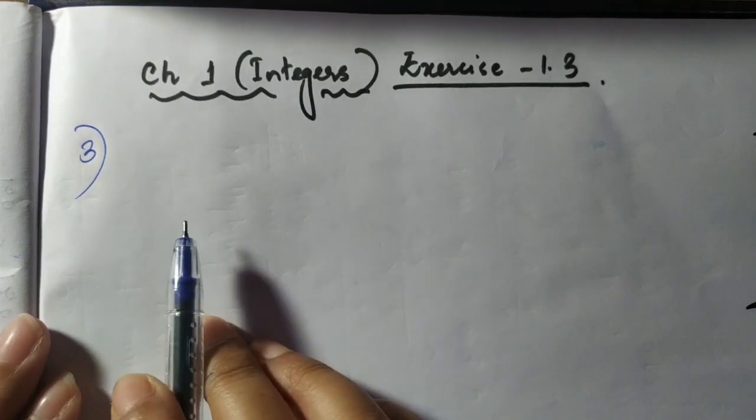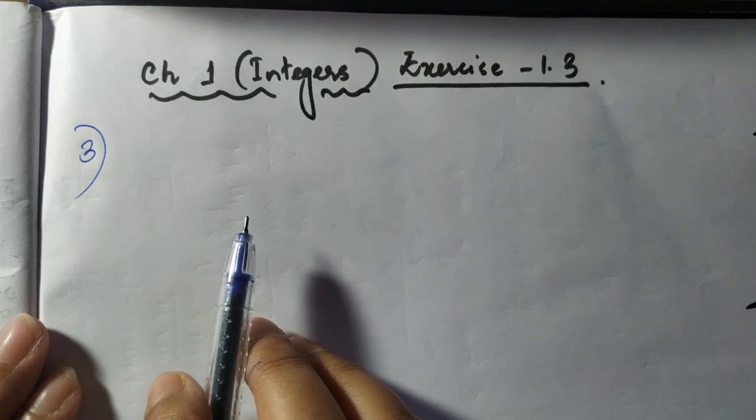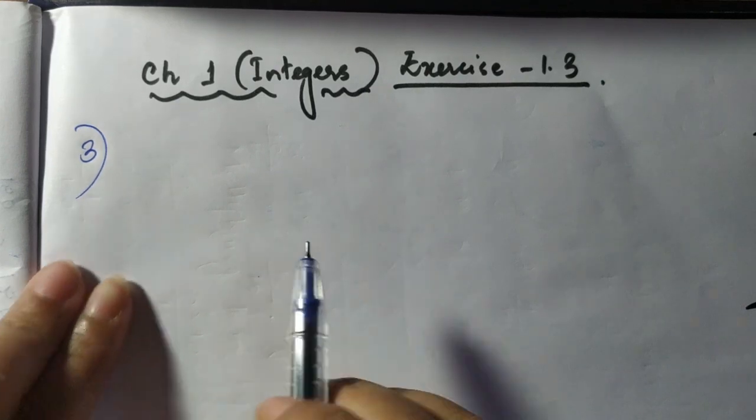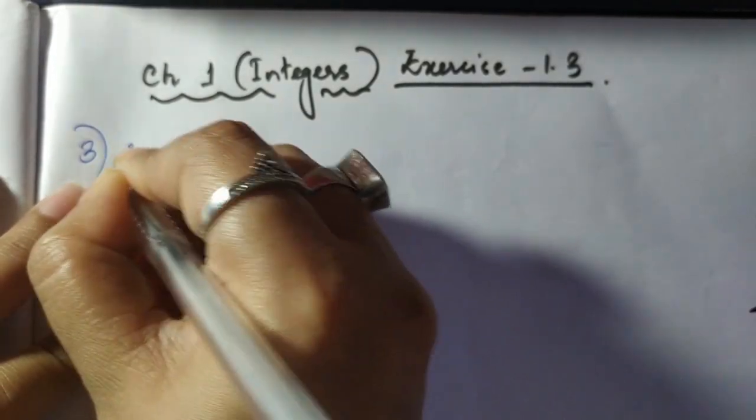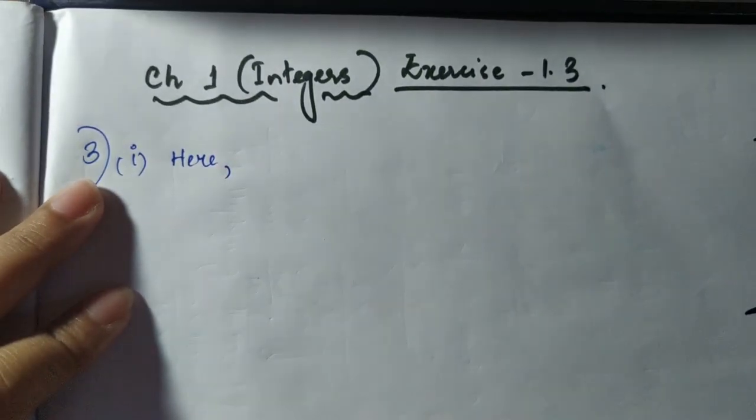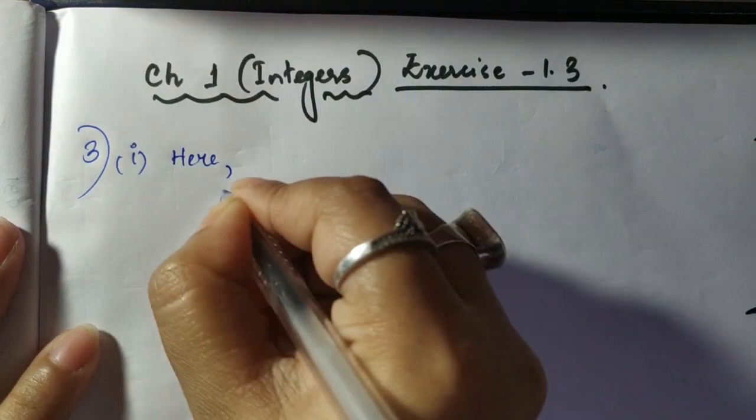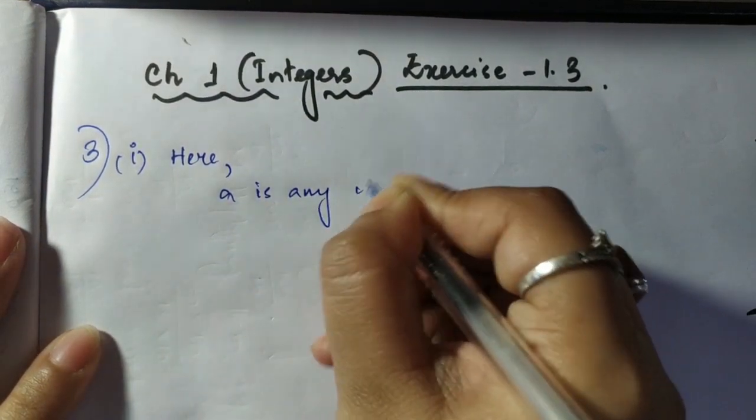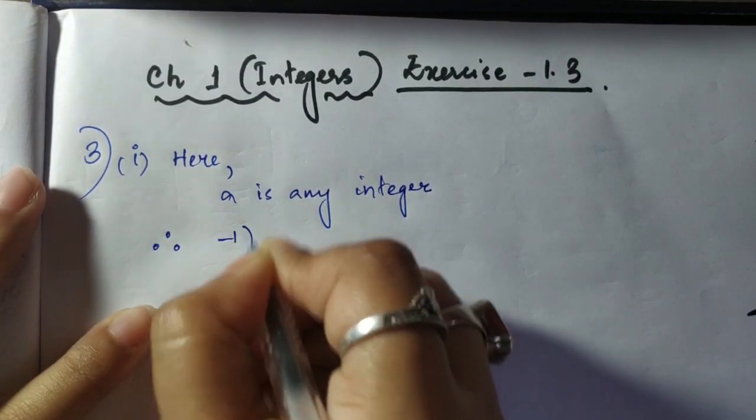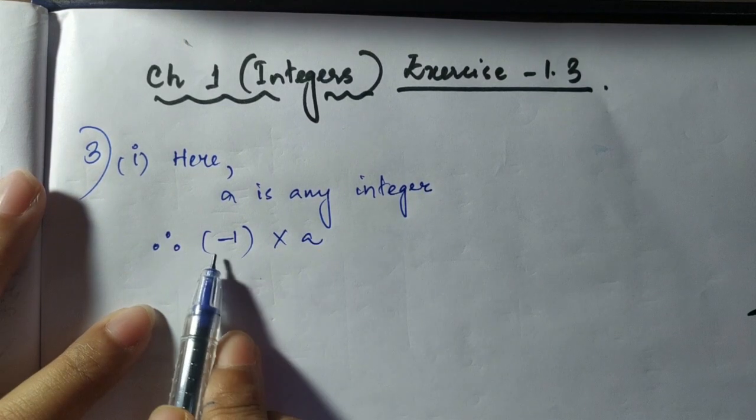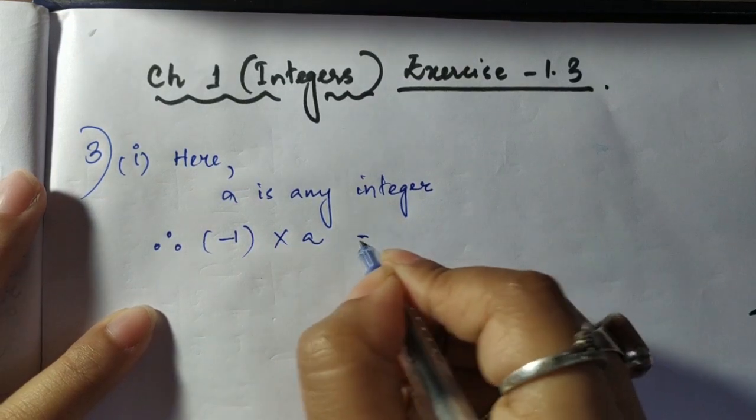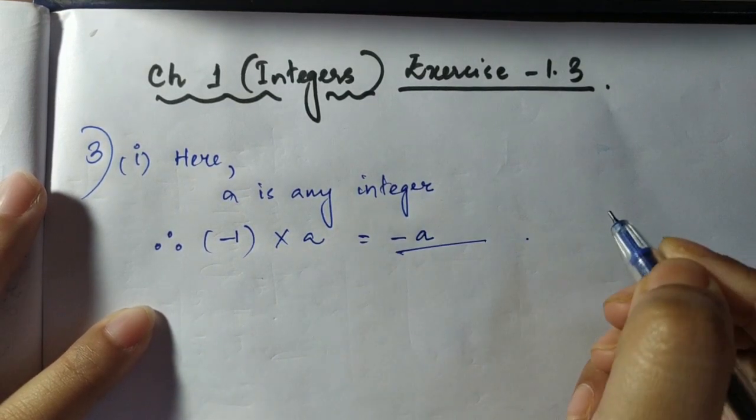Question number 3 is: for any integer a, what is minus 1 into a equal to? So we have to find what minus 1 into a is equal to. The solution can be like this. This is for question number 3.1. Here it is given that a is any integer. So what will this give me? Minus 1 into a. Minus 1 is a negative integer and this is also any integer. It will give me minus a. This is just a 1 mark question.